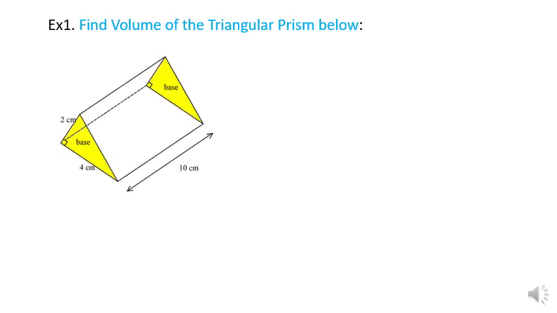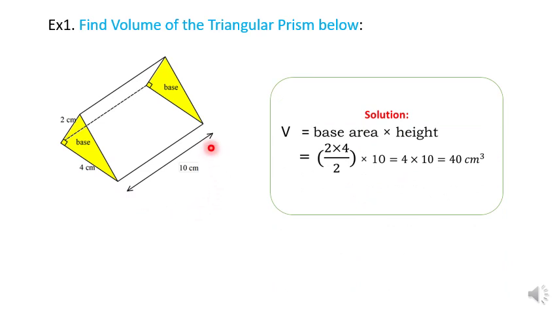Example 1. Find the volume of a triangular prism. This triangular prism has a height equal to 10 cm, and here is its base, where the length of one side is 2 cm and the length of the other side is 4 cm. To find its volume, you just find its base area multiplied by its height.